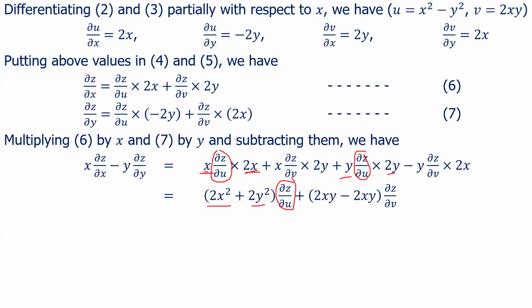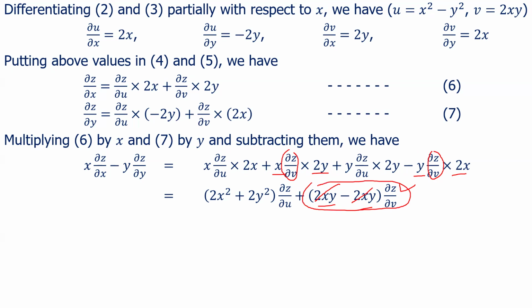In the same manner, if we go for the second term, del z del v, if we take it outside, what is remaining over here? Here 2xy, and here also minus 2xy. So this minus 2xy plus 2xy will cancel, so this term will become 0. So we have 2 times x square plus y square del z del u.